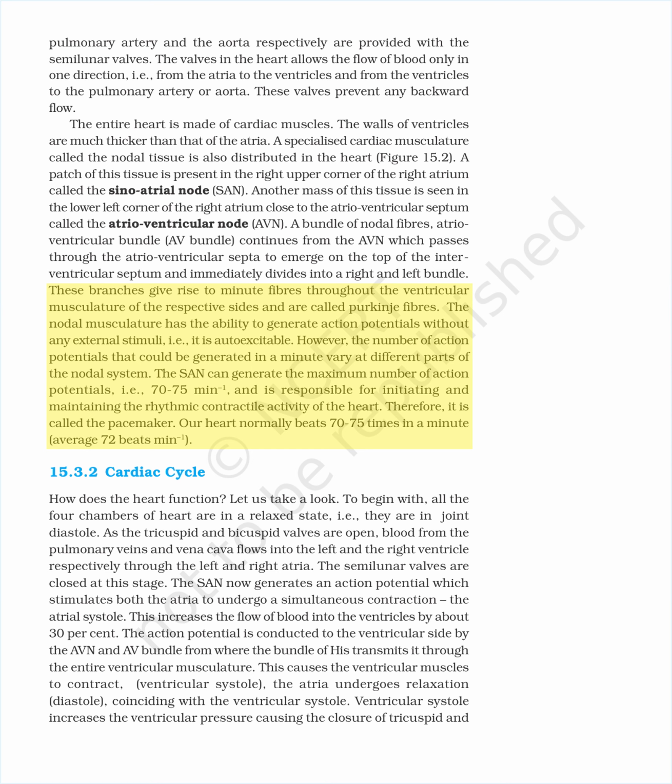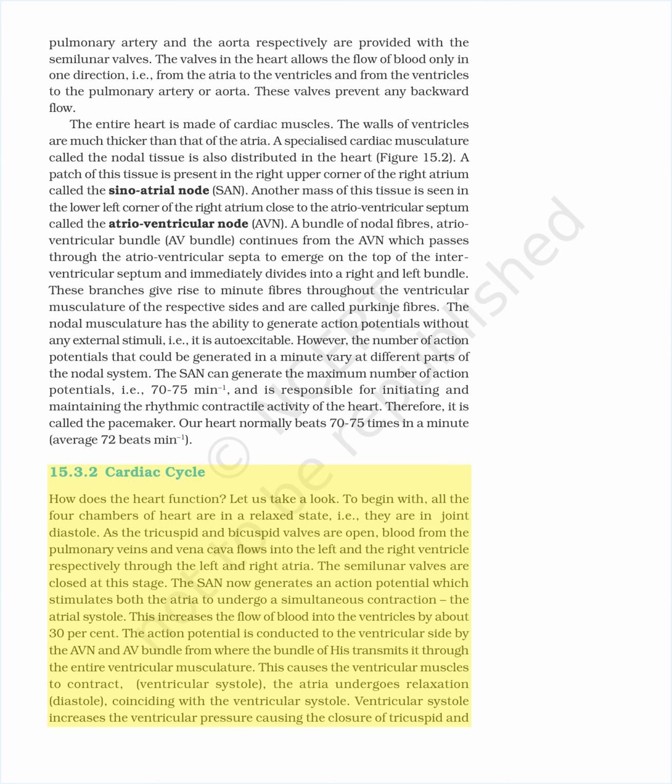The nodal musculature has the ability to generate action potentials without any external stimuli, i.e., it is auto-excitable. However, the number of action potentials that could be generated in a minute varies at different parts of the nodal system. The SAN can generate the maximum number of action potentials, i.e., 70 to 75 per minute, and is responsible for initiating and maintaining the rhythmic contractile activity of the heart. Therefore, it is called the pacemaker. Our heart normally beats 70 to 75 times in a minute, average 72 beats per minute.